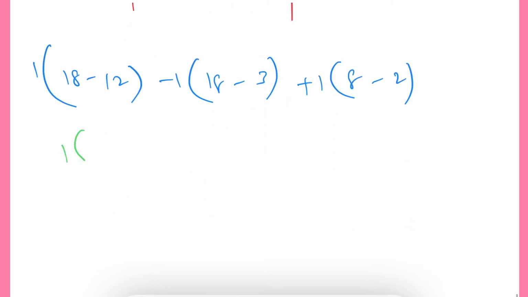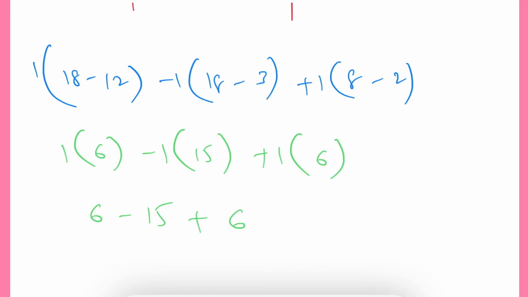So 1 into (18 minus 12), 6, minus 1 into (18 minus 3), 15, plus 1 into (8 minus 2), 6. 1 into 6 is 6, minus 1 into 15 is 15, plus 1 into 6 is 6. So 6 plus 6 is 12, minus 15, 12 minus 15 is nothing but minus 3. Delta value we got as minus 3. Okay, next.